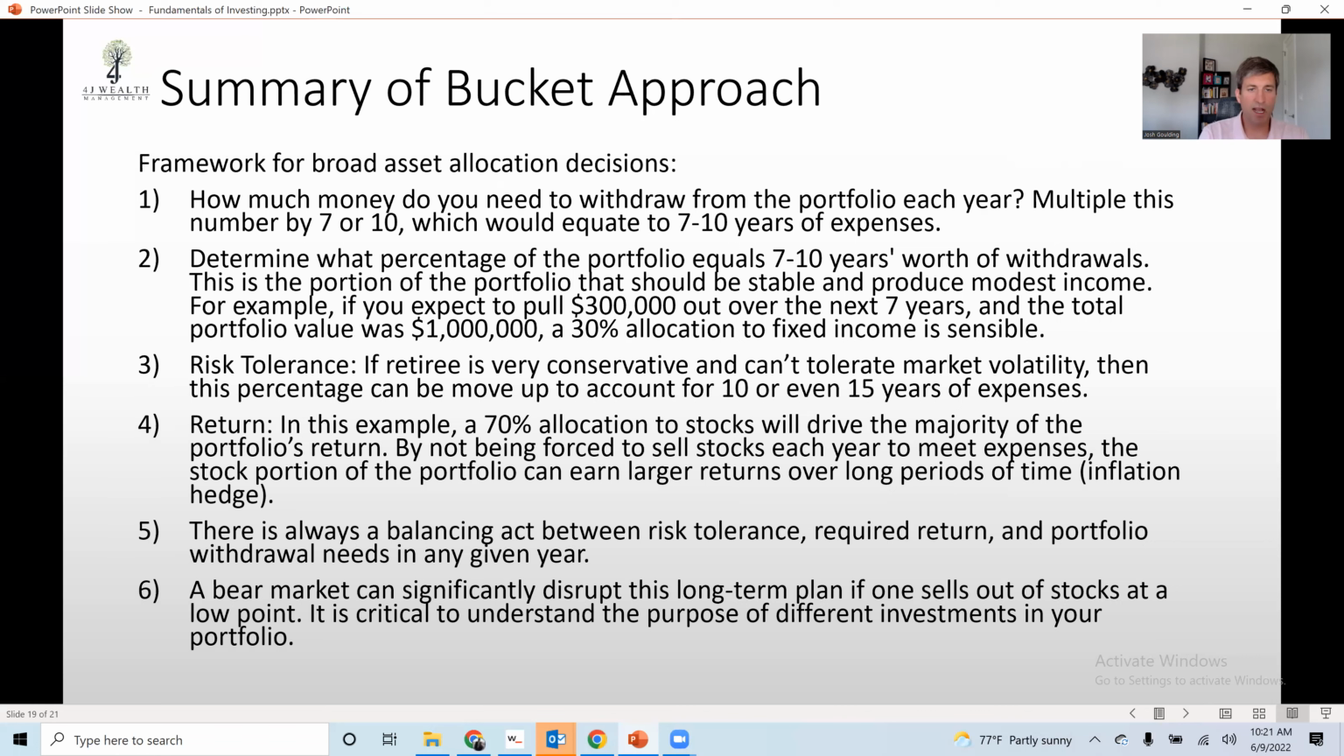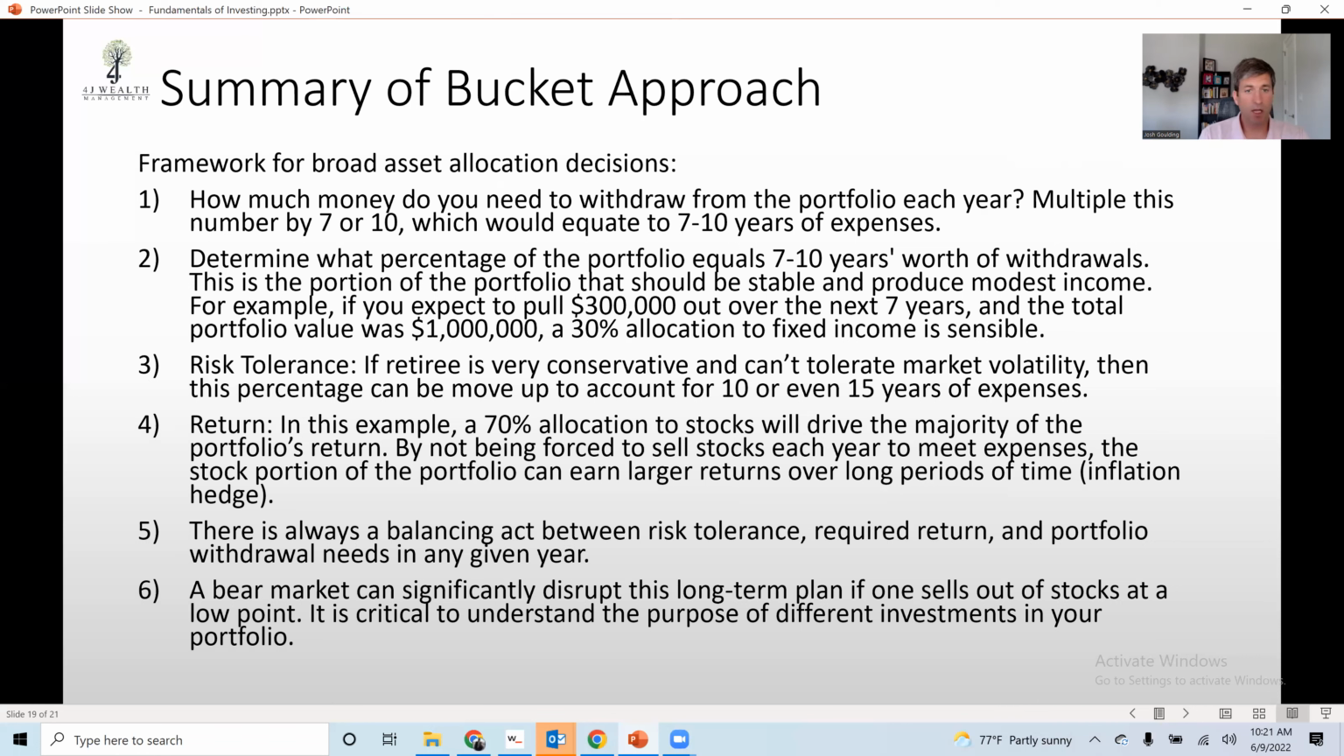And on the return side, in this example, there would be a 70% allocation to stocks, and that's going to drive the majority of the portfolio's return. By not being forced to sell stocks each year to meet expenses, the stock portion of the portfolio can earn larger returns over long periods of time, with the goal of outpacing inflation. And there's always going to be this balancing act between risk tolerance, required return, and portfolio withdrawal needs in any given year.